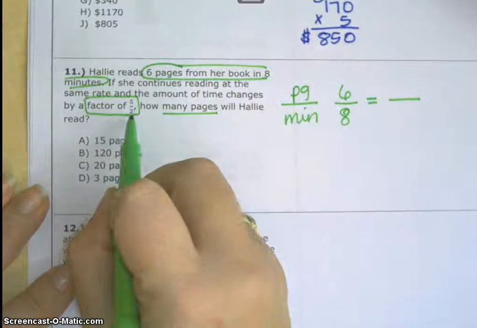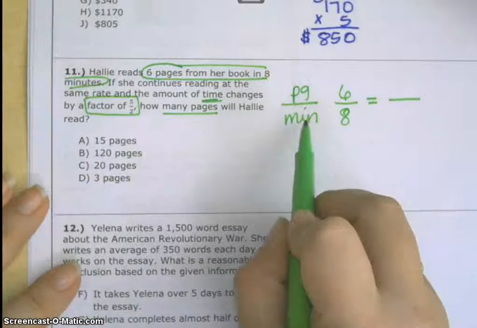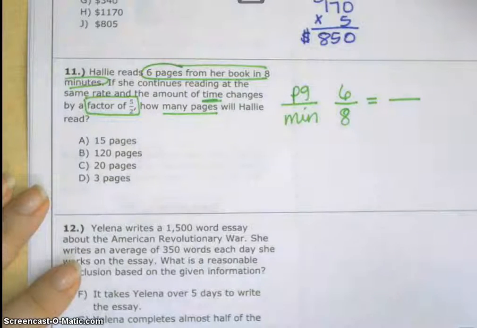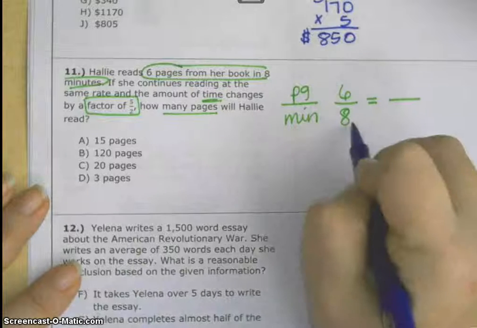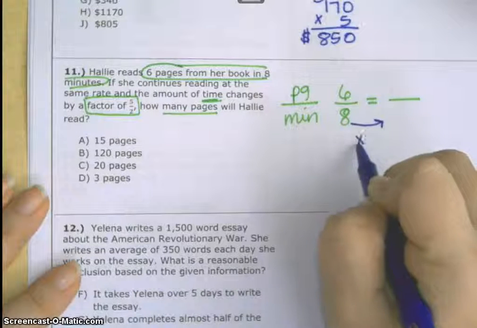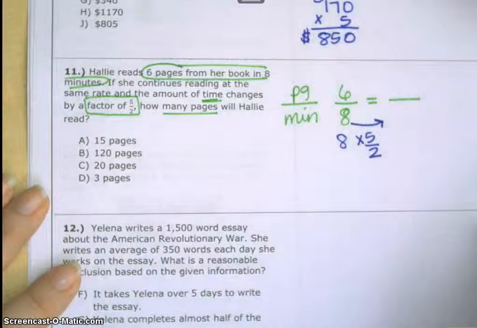Okay? So if the time, which is minutes, changes by a factor of 5/2, the pages must also change by a factor of 5/2. Because anything you do to one, you must do to the other. So if I said, alright, a factor is a number that you're multiplying by, 5/2. So I'm doing 8 times 5/2.